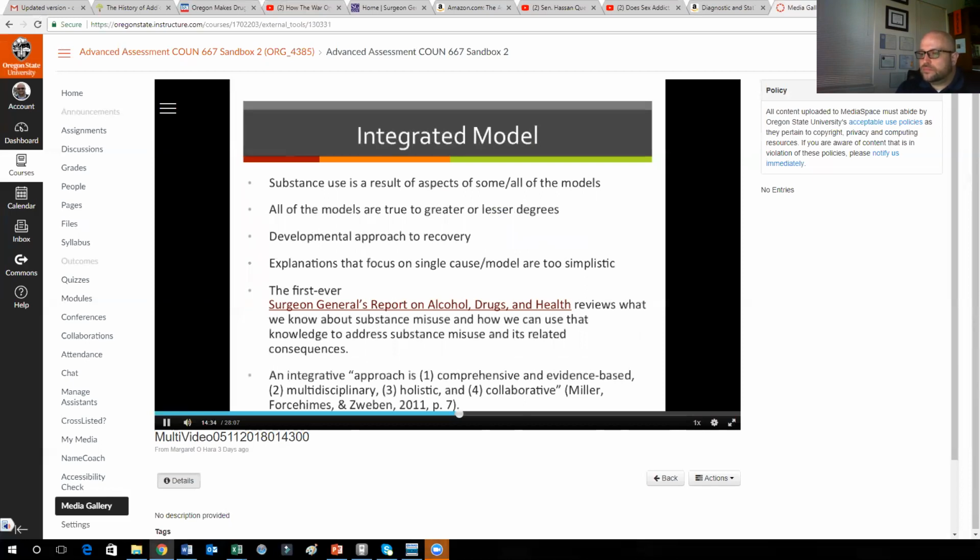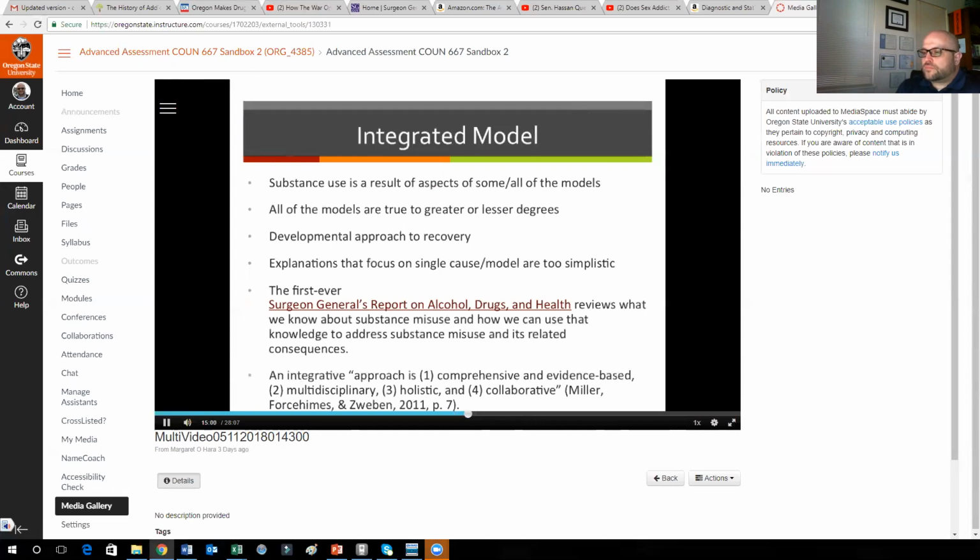What's commonly referred to nowadays is the integrated model. The idea that substance use is a result of aspects of some or all of the previous models, that all of the models are true to greater or lesser degrees, and it's a developmental approach to recovery. Explanations that focus on a single cause or a single model are too simplistic.